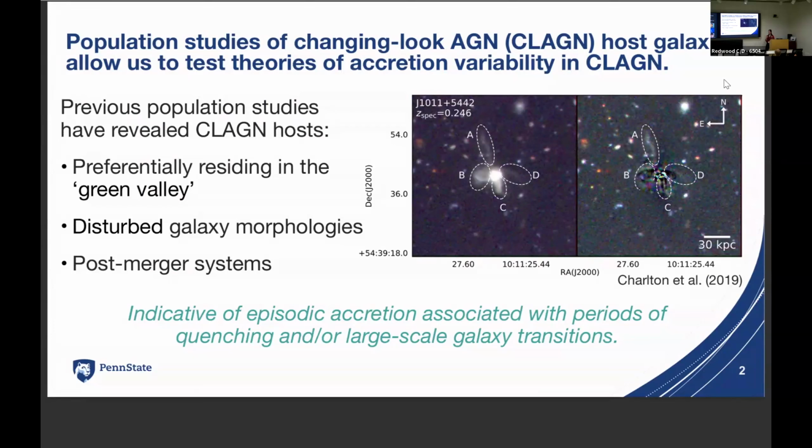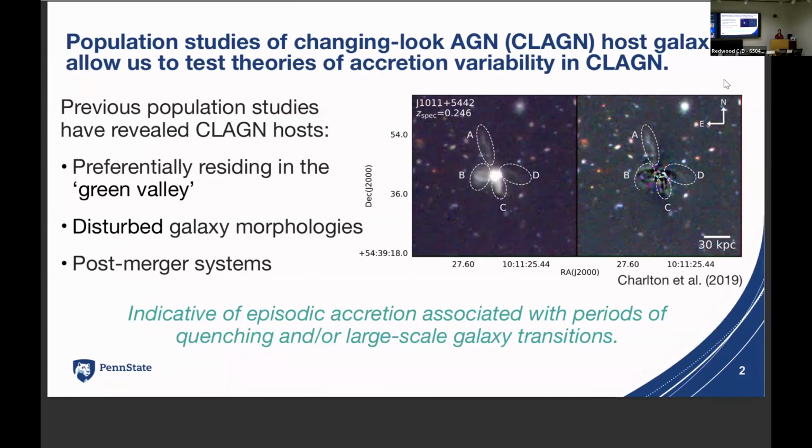So we think that this spectral change is likely due to a variable accretion rate in the central supermassive black hole system. And there are many theories for why this variable accretion rate could be happening. One is maybe there's a small scale disk instability, like a disk tear, or there's also a possibility of an orbiting companion disrupting something down on the scale of the accretion disk. So there are a lot of theories, and we want to try to narrow down the pool of options. So we want to look at the host galaxy population of changing look AGN.